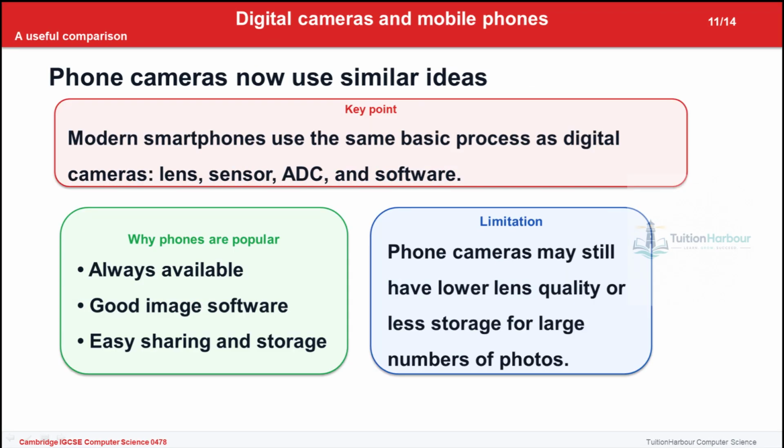Digital cameras and smartphones. Smartphone cameras use the same basic process. Light passes through a lens, reaches a sensor, and is converted into digital data. Smartphones also use software to improve, store, and share photographs.